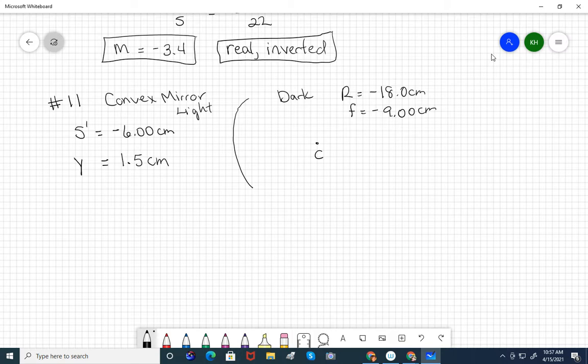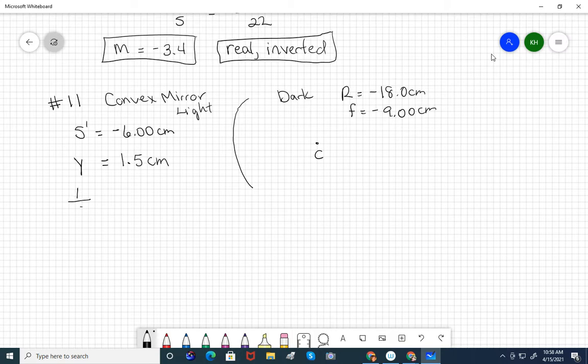Then they ask all kinds of questions. Where is the coin located? Determine the size, orientation, and nature, real or virtual, of the image. So let's see if we can get all of this figured out. First of all, if the image is behind the mirror, which they've already told us, I already know this is going to be a virtual image. Virtual images are always upright, so I have some clues already. But let's find where the image is located.